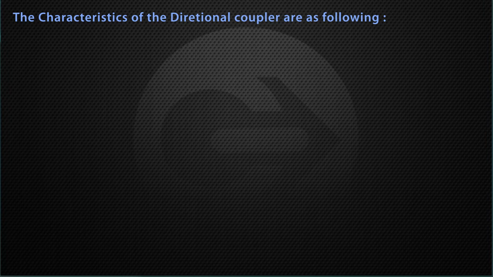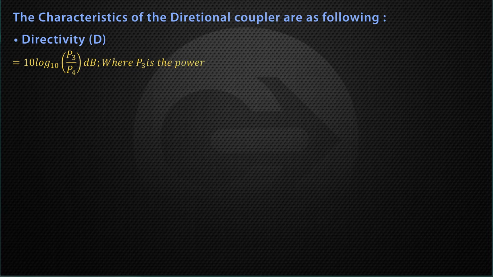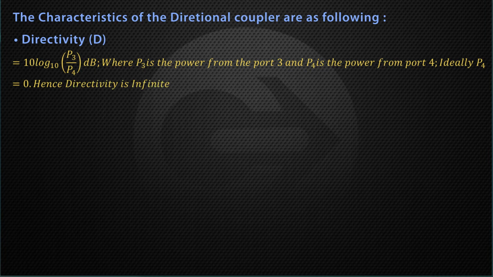Now, let's discuss the characteristics of the directional coupler one by one. The first one is known as directivity. It is denoted by capital D is equal to 10 log base 10 P3 by P4 dB. P3 is the power from port 3 and P4 is the power from port 4. Ideally, P4 is equal to 0. Hence, directivity is infinite ideally.